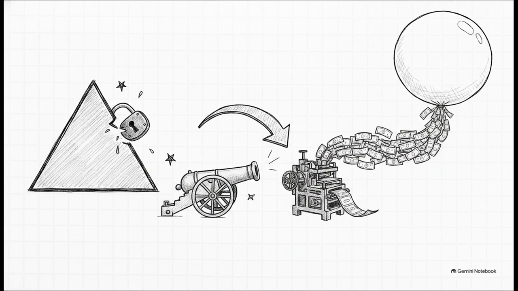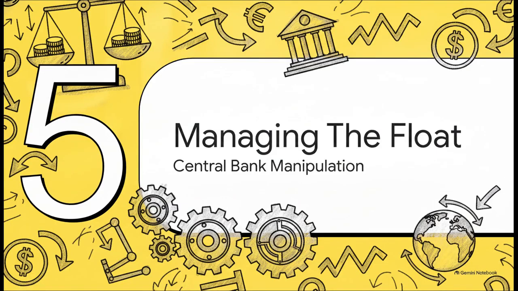In wartime, they desperately needed domestic monetary control to print money and borrow abroad, so they just gave up fixed exchange rates. This allowed them to fund their conflicts through a currency tax, which, let's be real, is just a polite way of saying inflation. And finally, let's dive into Section 5, managing the float.